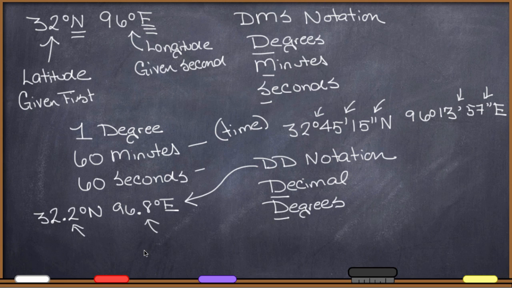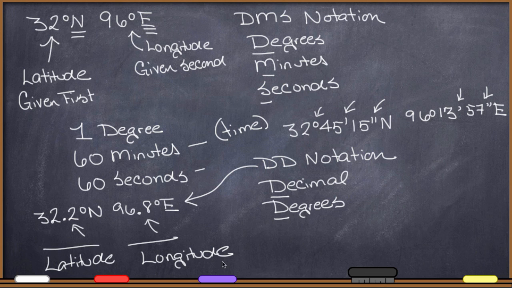You can give latitude and longitude like this. It's a bit more common now that we have computer systems that do this. But notice that latitude is still coming first. This is still latitude over here, and this is still longitude over here. It's just that we're using decimal fractions of the degree, rather than breaking things out into minutes and seconds.